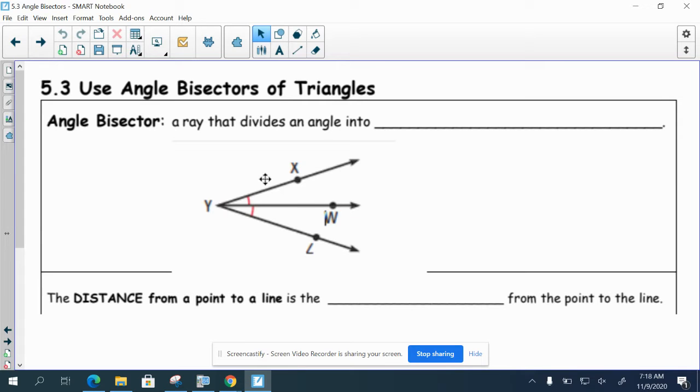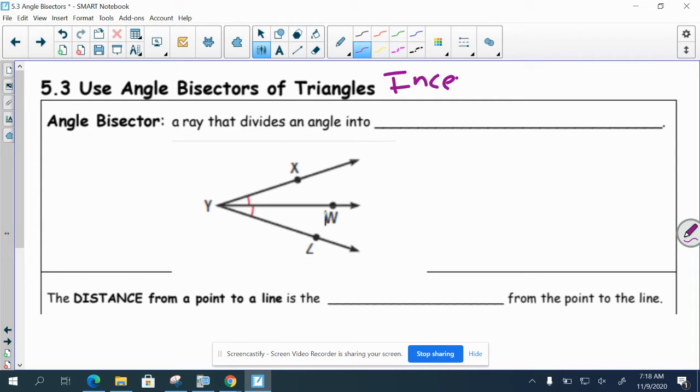Hi everyone, this is lesson 5.3, using angle bisectors of triangles, and we're also going to talk about the incenter of a triangle. The incenter is the point of concurrency of the angle bisectors, just like the circumcenter is the point of concurrency of the perpendicular bisectors.